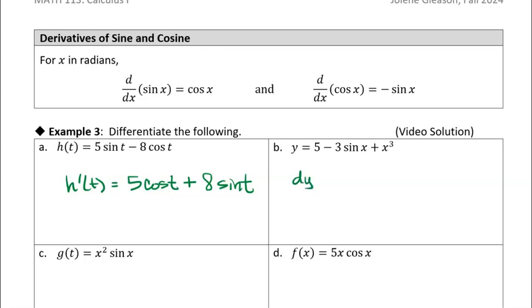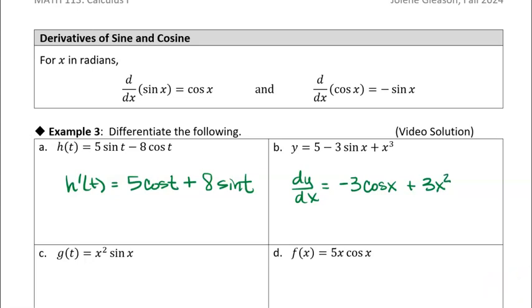I'm going to write dy dx. The derivative is, the first thing I have is a constant, right? The derivative of a constant is 0, so I'll just leave that as it is. And then I have a negative 3 times the derivative of sine, which is cosine. And then plus the derivative of this power function, 3x squared. And there we go. Easy as that.